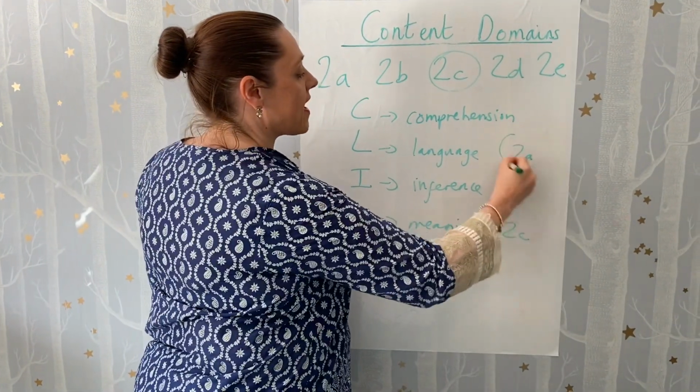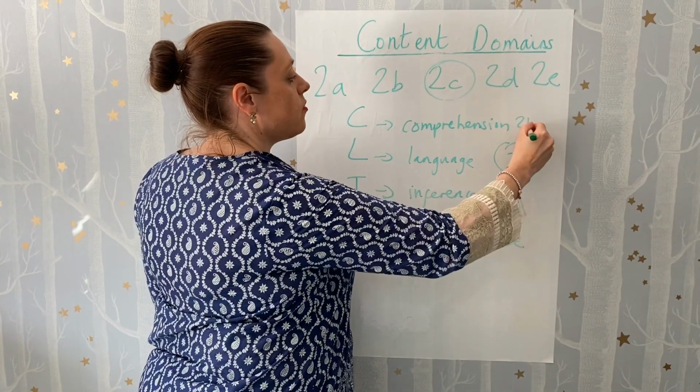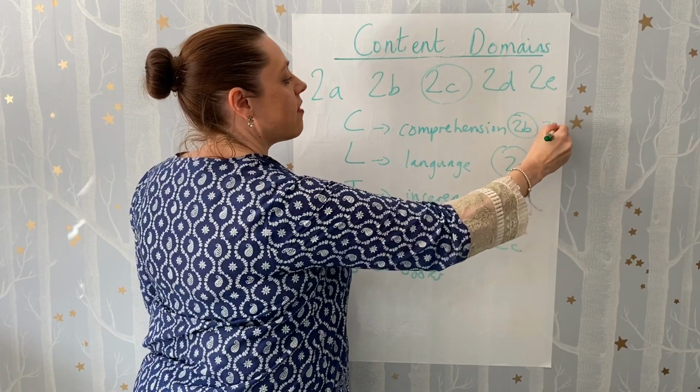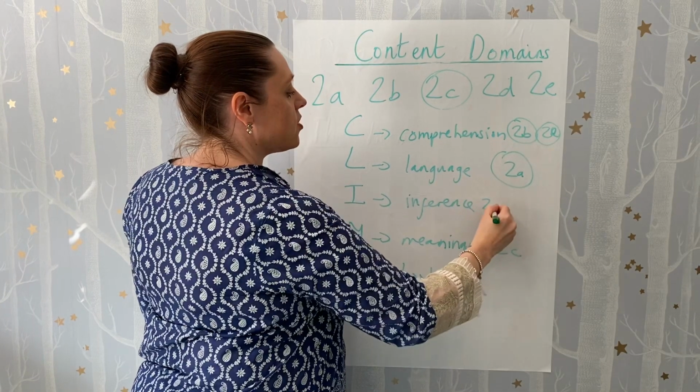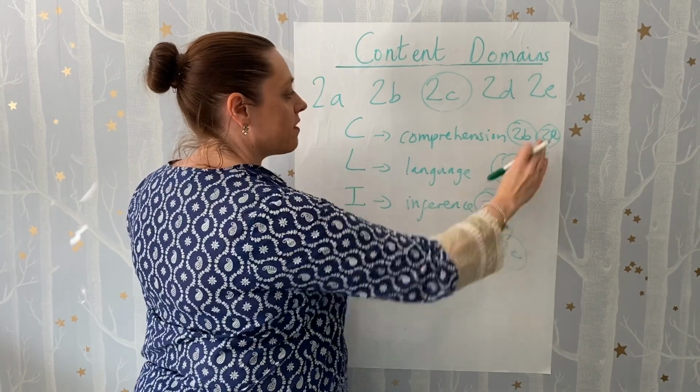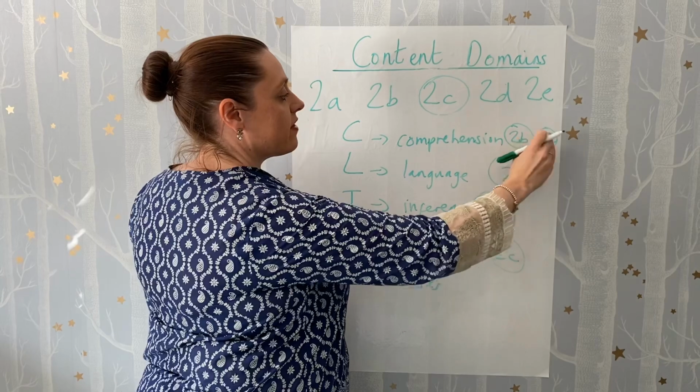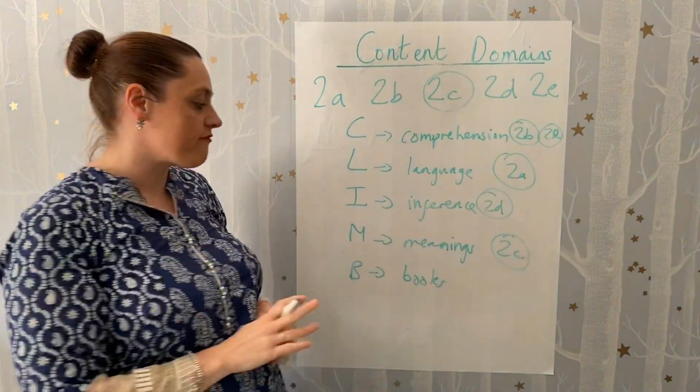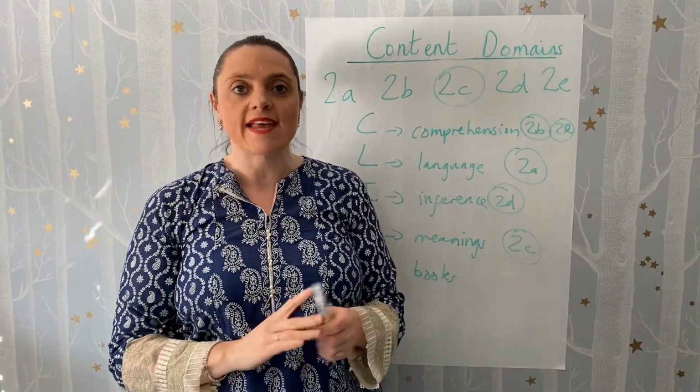And we've got 2A here for our language, we've got 2B for our retrieval, and then 2D for inference, and prediction, and then we can add the other content domains in later.